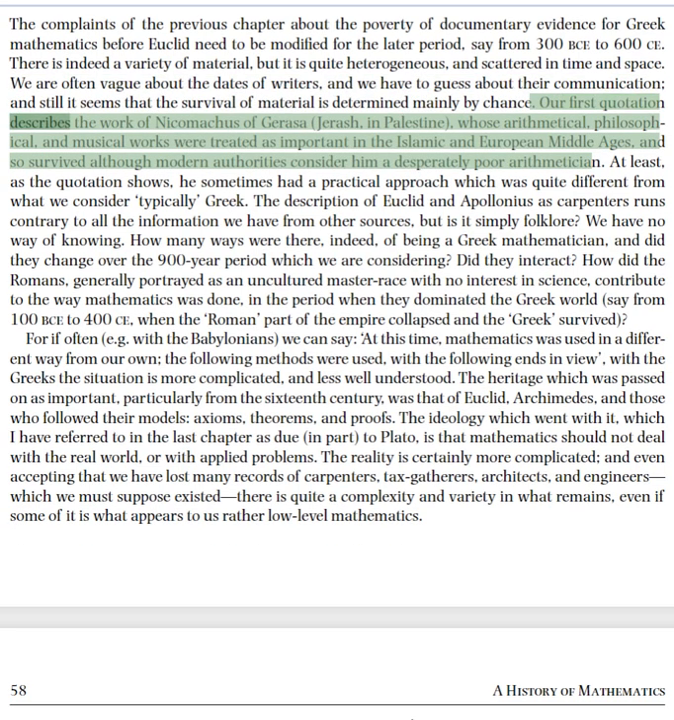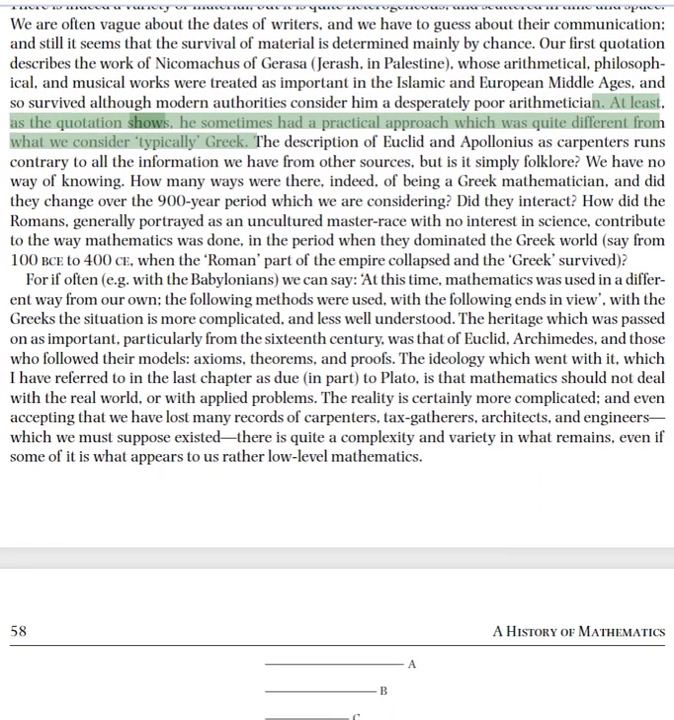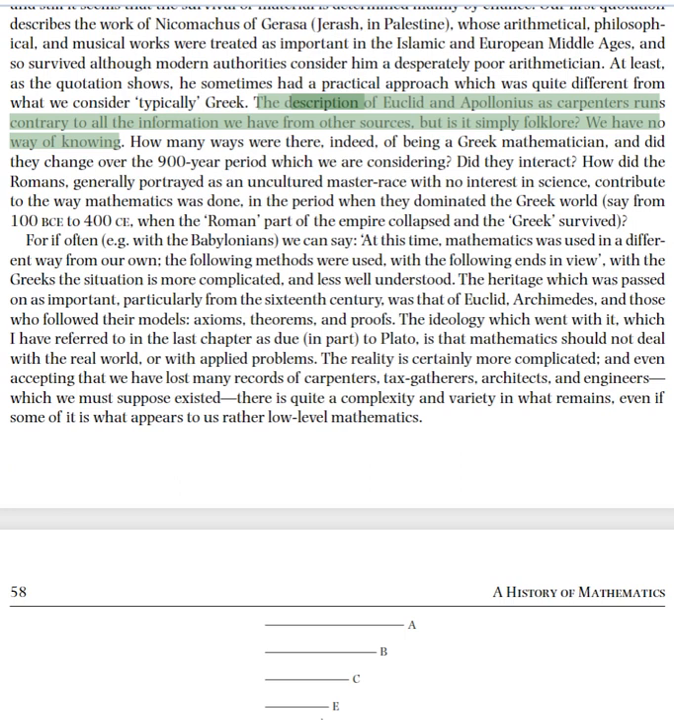Our first quotation describes the work of Nicomachus of Gerasa, whose arithmetical, philosophical, and musical works were treated as important in the Islamic and European Middle Ages, and so survived although modern authorities consider him a desperately poor arithmetician. At least, as the quotation shows, he sometimes had a practical approach which was quite different from what we consider typically Greek. The description of Euclid and Apollonius as carpenters runs contrary to all the information we have from other sources, but is it simply folklore? We have no way of knowing.